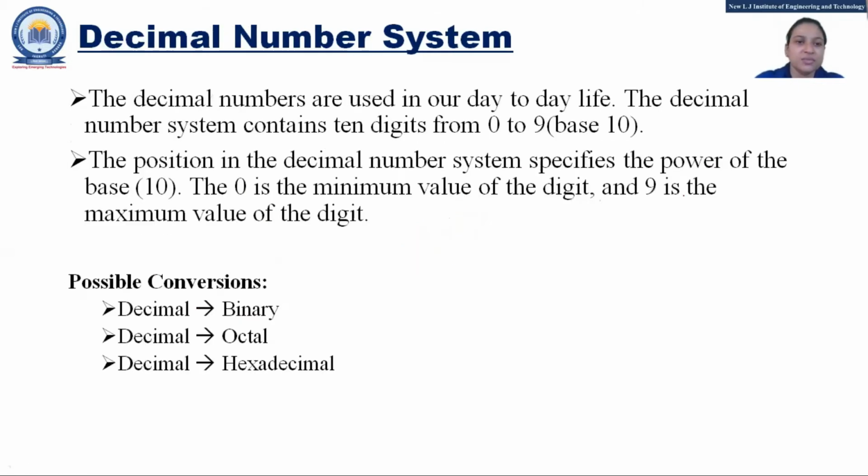Now the next is decimal. As I talked about earlier, the decimal system uses a total of 10 digits. It has a base 10 and digits from 0 to 9. So here also we can convert. The conversions possible are decimal to binary, decimal to octal, and decimal to hexadecimal. So we'll see these 3 conversions.